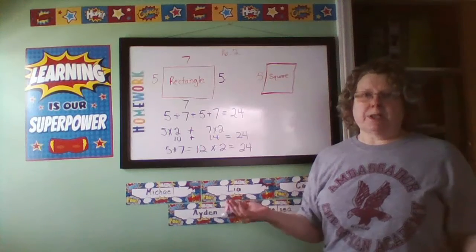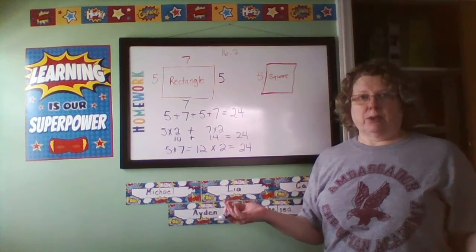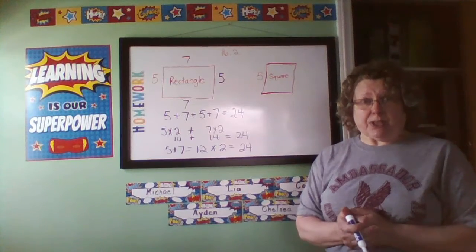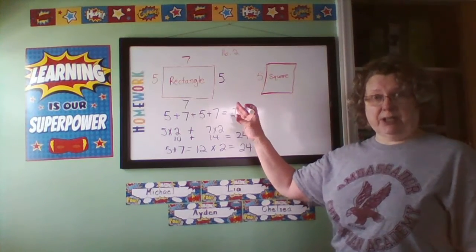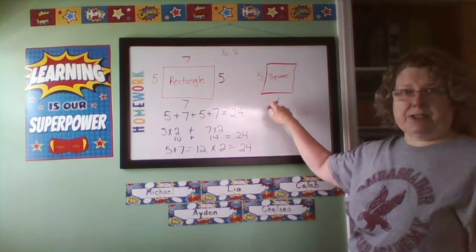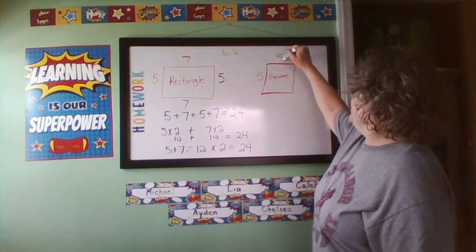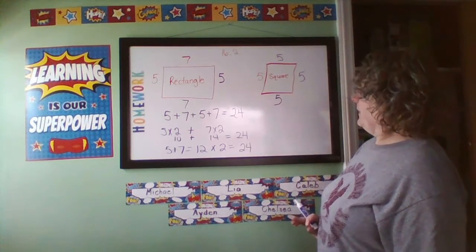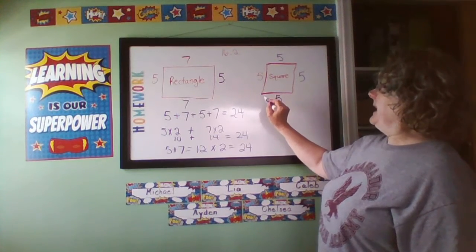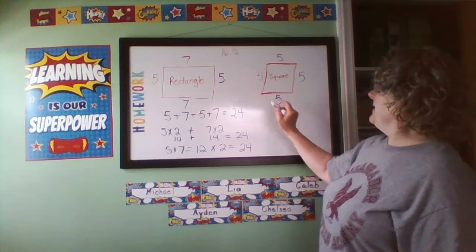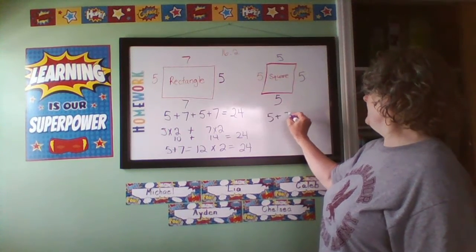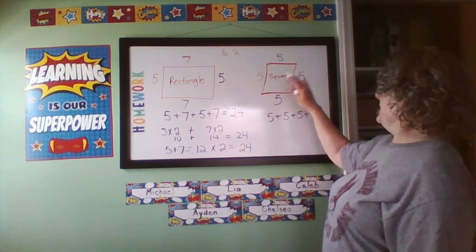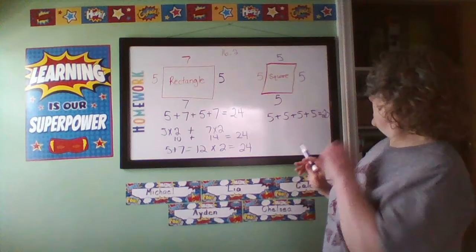Now, the other thing you need to know is sometimes they're going to give you a square. Well, what do we know about the sides of a square? We know that they're all the same length. So if they tell us one side of the square, we know that all the other sides are that length. So I would first label all my sides. Then I would find the perimeter by adding the four sides together. 5 plus 5 plus 5 plus 5. And I would say that the perimeter is 20.